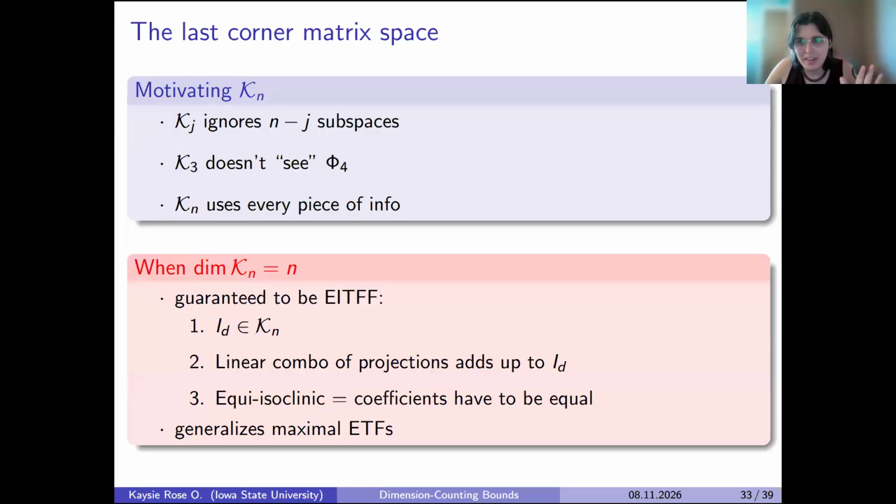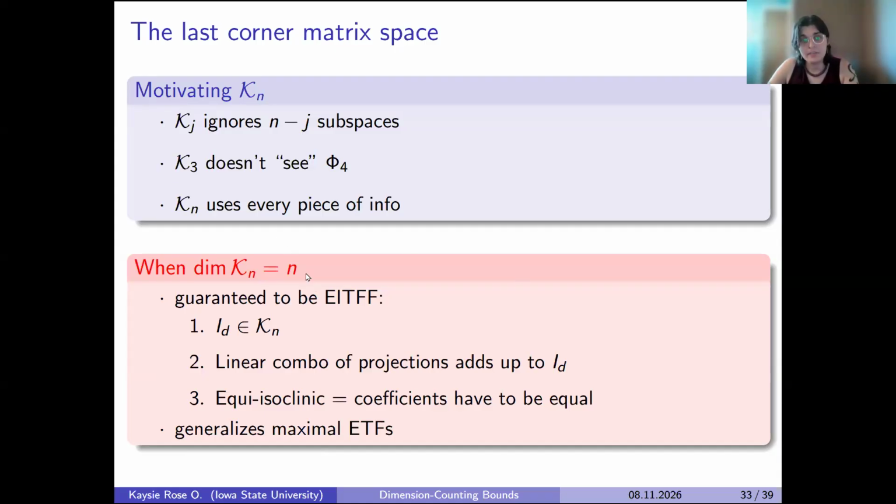So why do we even want to look at Kn? If you think back to the definition of Kj, it was defined in terms of the first j isometries. So if you give me 5 isometries and I say I'm going to go look at K3, I'm not even looking at the fourth or fifth at all. I have essentially thrown them away. Kn, though, doesn't throw away any of the subspaces that we hand it. Kn uses completely every piece of information that we give it.